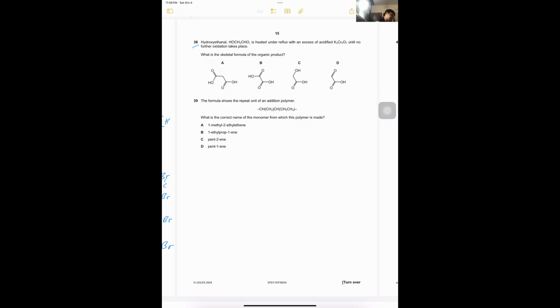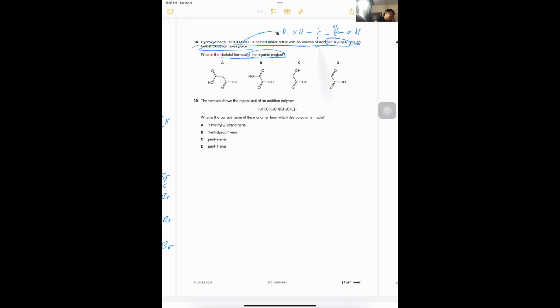And question number 38 now. Hydroxyethanal HOCH2CHO is heated under reflux with an excess of acidified K2Cr2O7 until no further oxidation takes place. What is the skeletal formula of the organic product? So first let's actually draw the structure of this. This is the structure of the hydroxyethanal, and it is heated under reflux.